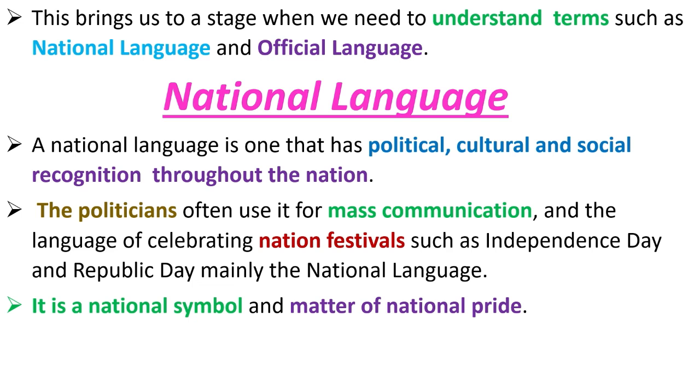This brings us to a stage where we need to understand terms such as national language and official language. So we shall see what a national language is and what an official language is. Firstly, we'll start with the national language. National language is one that has political, cultural, and social recognition throughout the nation. So that language can be called a national language, politically, culturally, and socially.